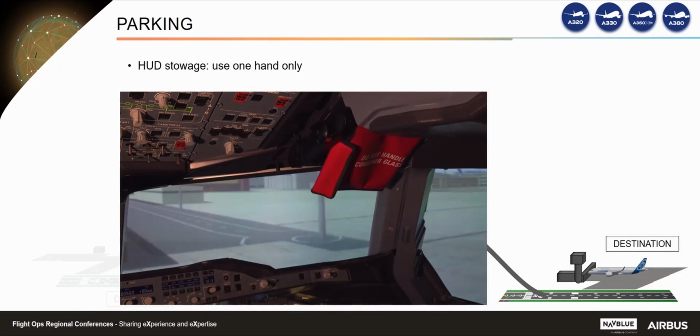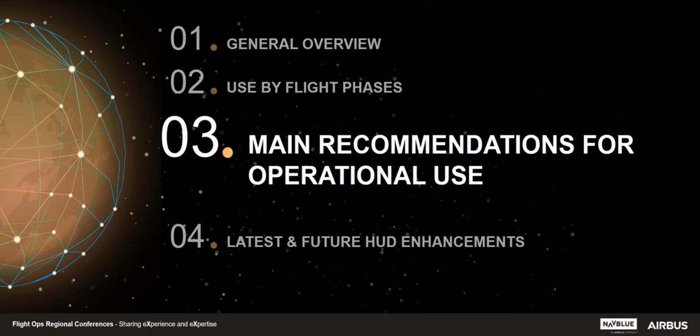As a reminder, the HCU red cover is not a certified part for flight and therefore must be removed. The purpose of the HCU red cover is to protect the HUD and its combiner during transport and storage. This video was filmed in a full flight simulator. Let's now move to the key recommendations for the operational use of the HUD.